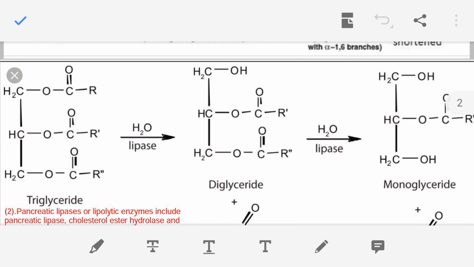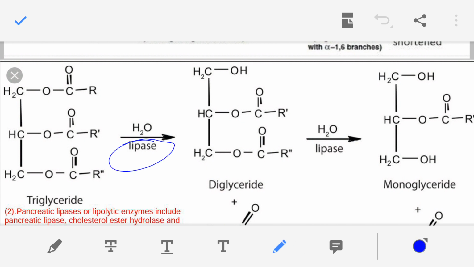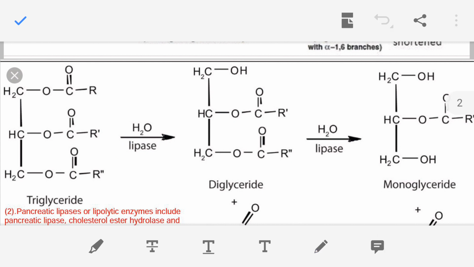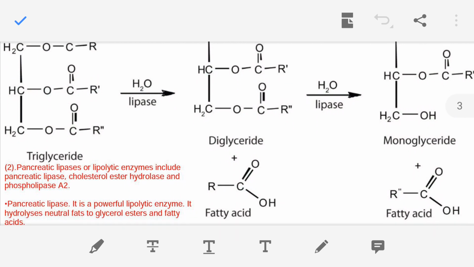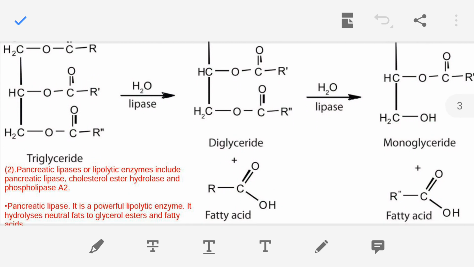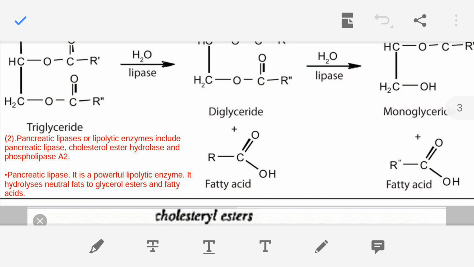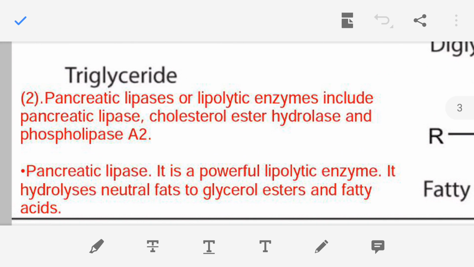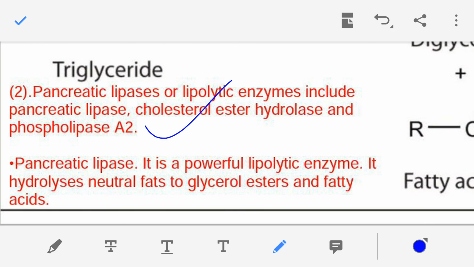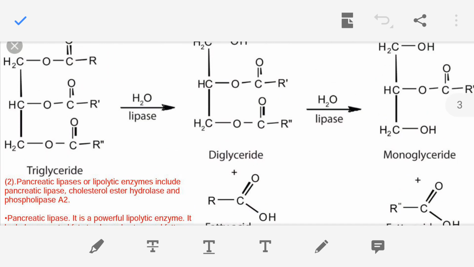So go through this figure, and with this figure you will get the idea how the triglyceride is hydrolyzed by the lipase enzyme and how the monoglyceride or the fatty acids are formed. So this was the theory point, and this is the figure.